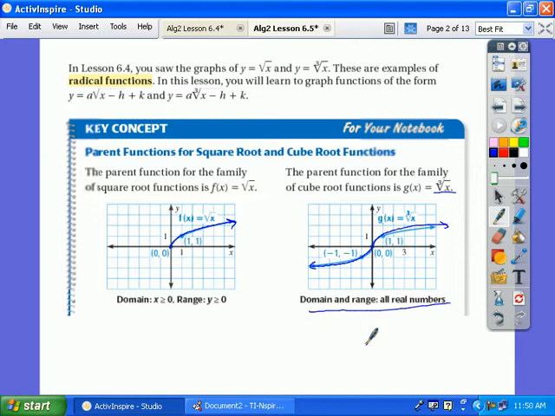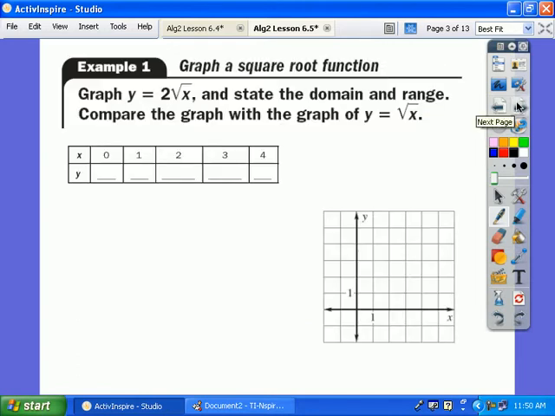Now, we will need to spend a little bit of energy talking about the domain and range of our square root functions. Here, they want us to graph y equals 2 radical x and compare that with y equals square root of x. So let us get the graph of y equals square root of x. It should look something like that. If you're wondering where I got that from, I got it from my graphing calculator or from right here.